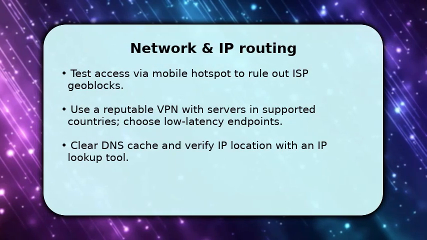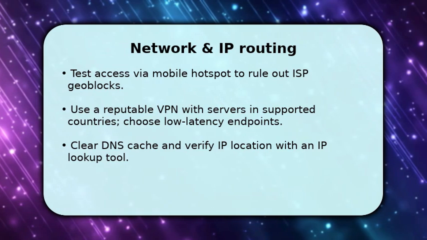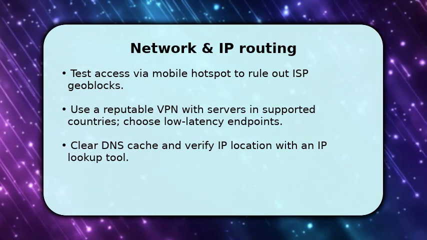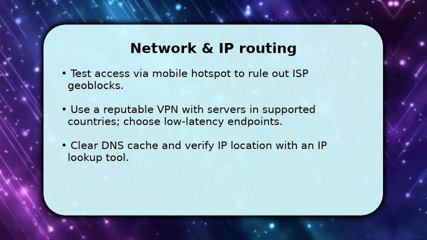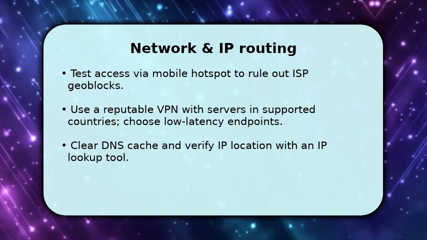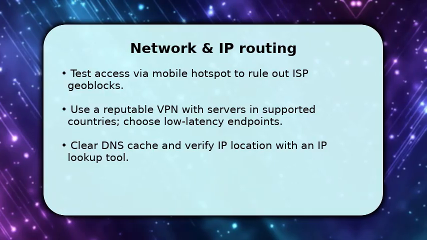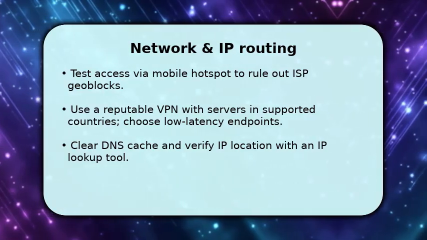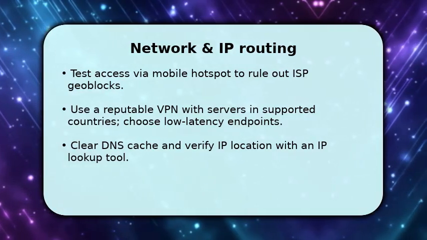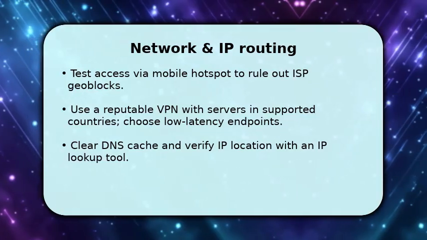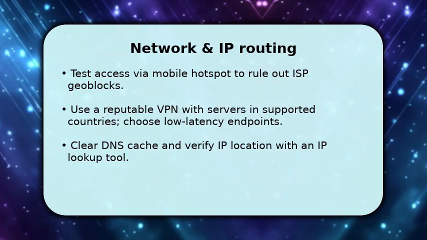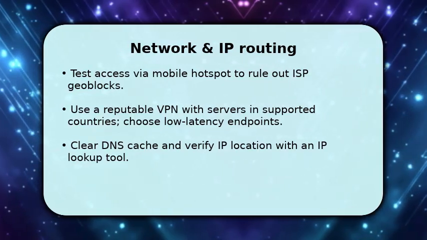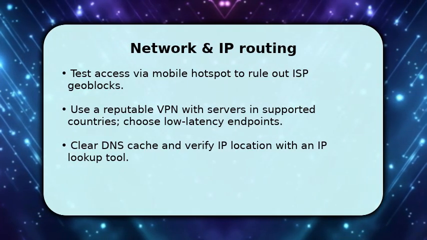Now you focus on routing and IP location, because even correct account settings can be blocked by your IP. Try a mobile hotspot to check if your ISP is the issue. If it works, consider a reputable VPN set to a supported country with low latency. Clear your DNS cache and confirm the public IP resolves to the intended region. Make sure your VPN doesn't leak DNS or WebRTC information that reveals your real location.